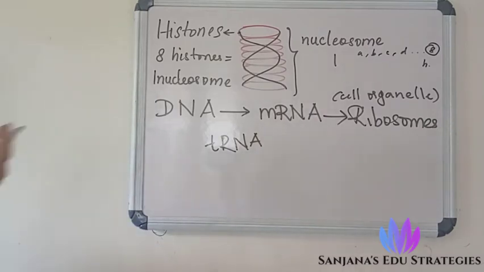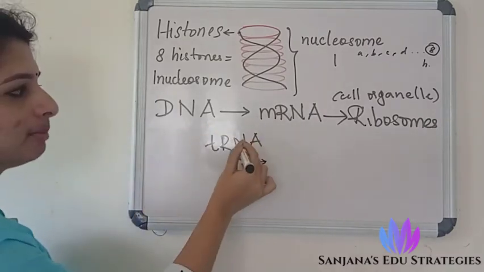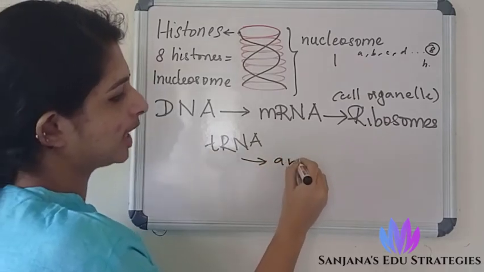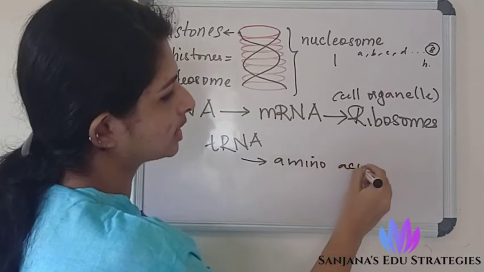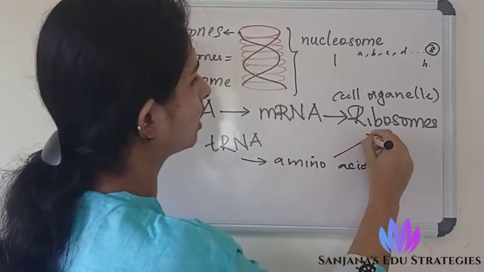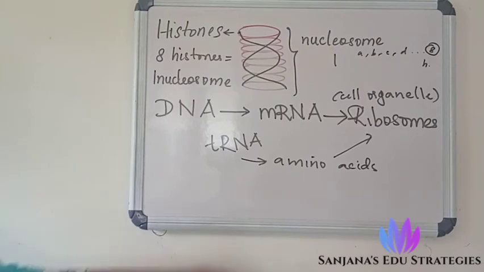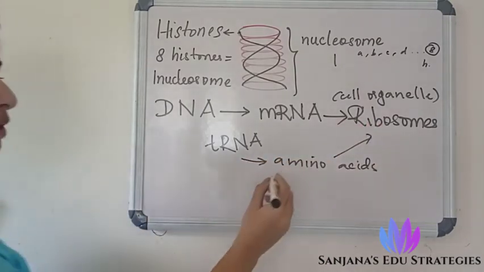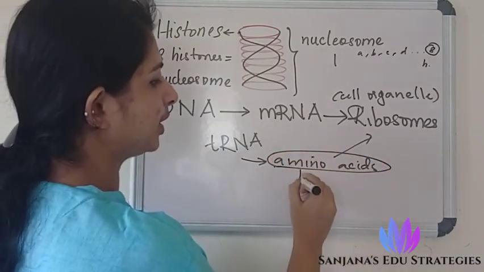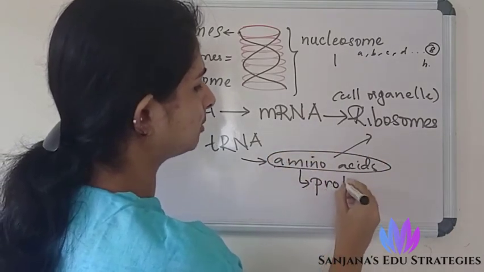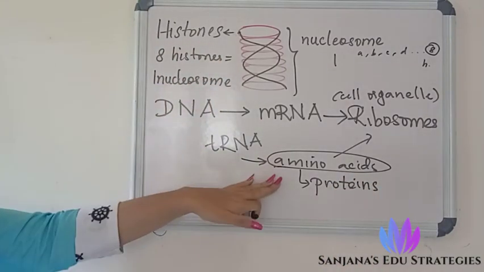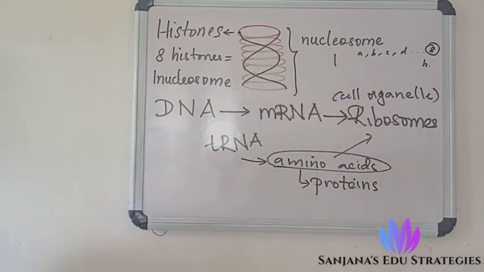tRNA will go and tell them, because this mRNA will pass the message to tRNA also. So this tRNA will bring amino acids. It is telling all the amino acids to come to the ribosome. Once these amino acids come to the ribosome, they produce proteins by forming multiple bonds. A peptide bond will be formed between the amino acids. That's how ribosomes synthesize proteins.